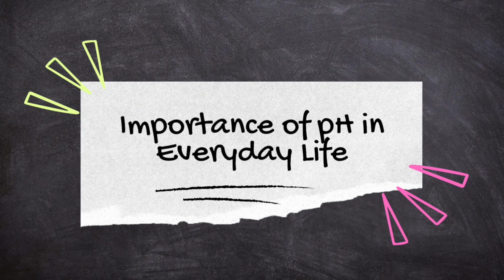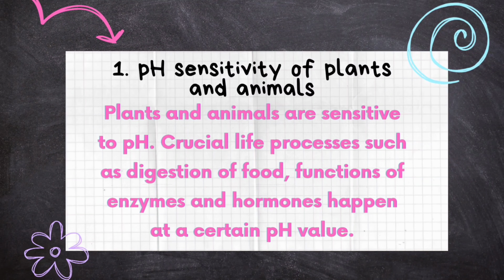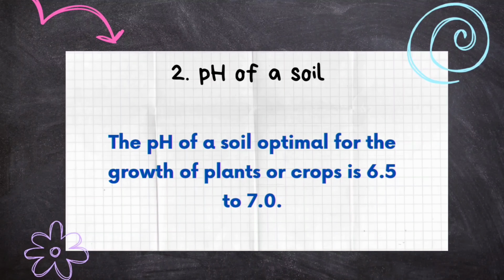Importance of pH in everyday life. 1. pH sensitivity of plants and animals. Plants and animals are sensitive to pH. Crucial life processes such as digestion of food, functions of enzymes and hormones happen at a certain pH value. 2. pH of soil. The pH of a soil optimal for the growth of plants or crops is 6.5 to 7.0.